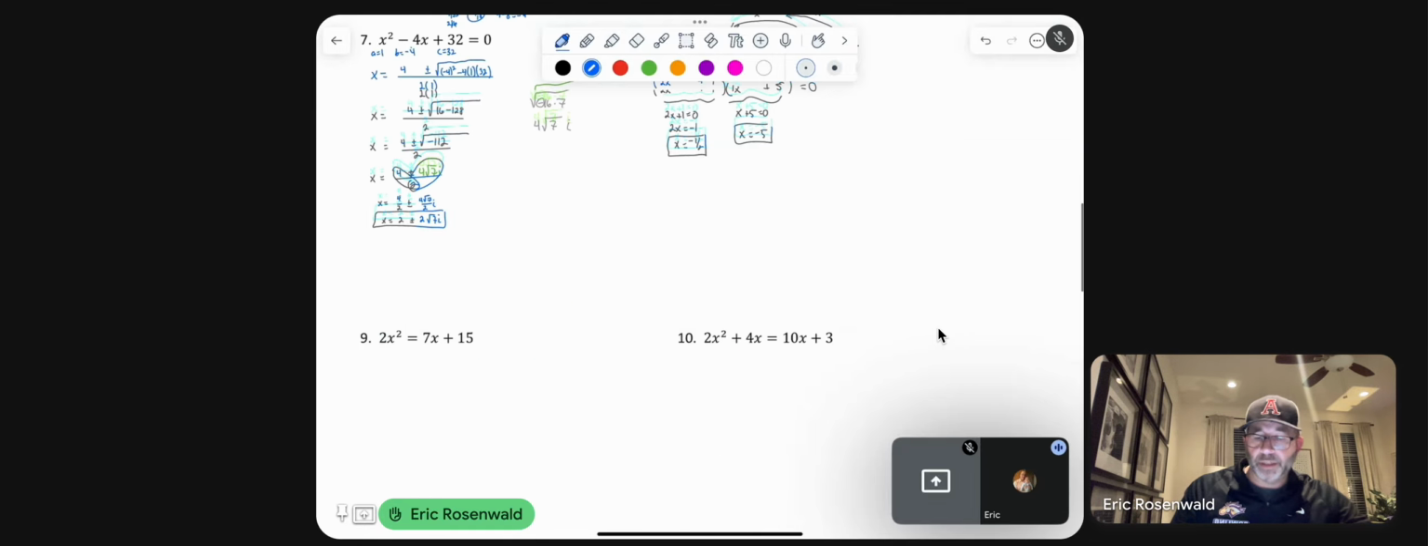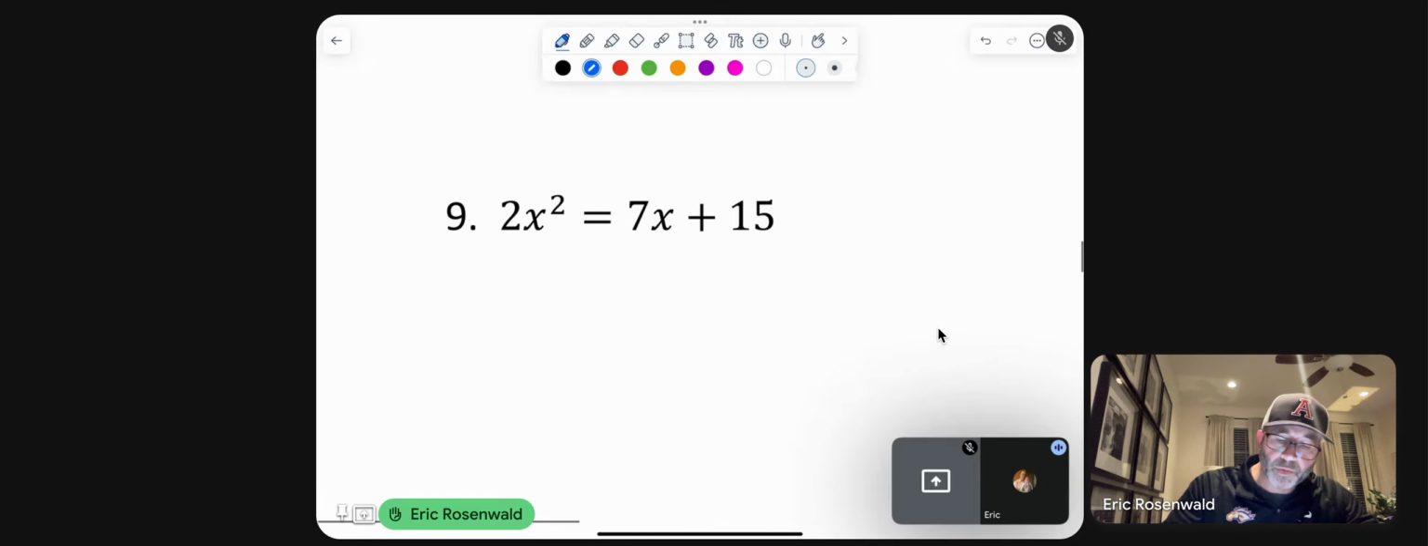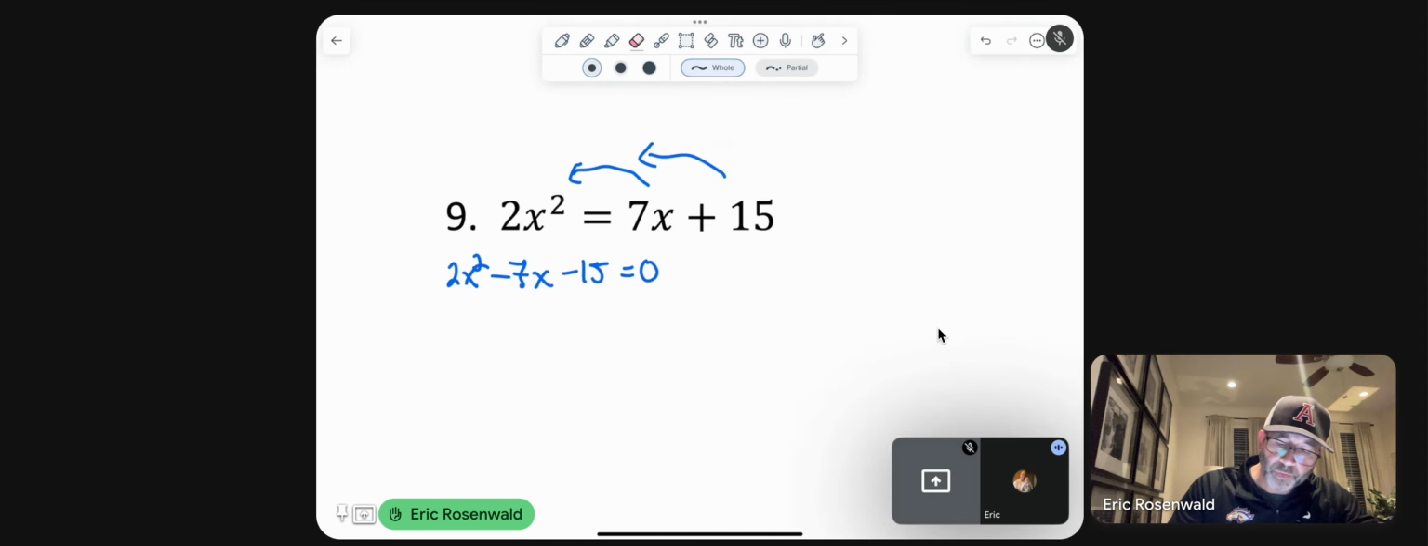All right, let's take a look at the next one, number 9. Move everything over so it's equal to 0. Move this over, it's going to be minus 7x. Move this over, it's going to be minus 15. And all that's going to equal 0. I'm going to fix this.